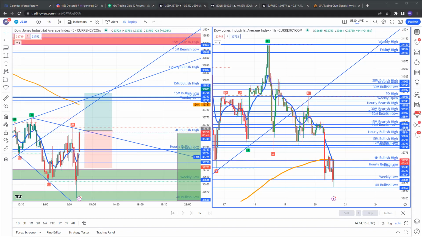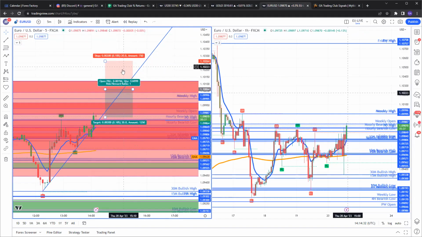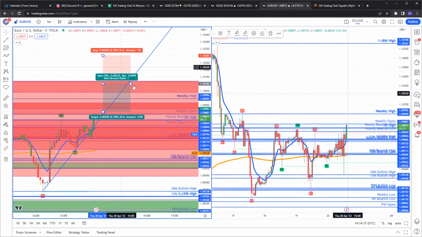There you go, the trend line being retested. US 30 is partly bullish. Gold is fully bullish. EU to me is still fully bullish. So this is the sell I'm waiting for on EU around 1.10100.